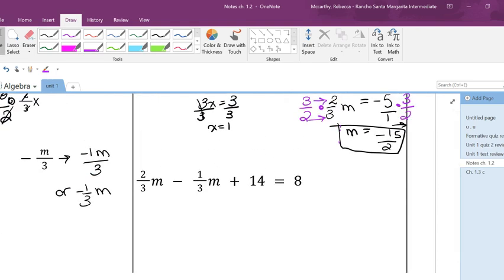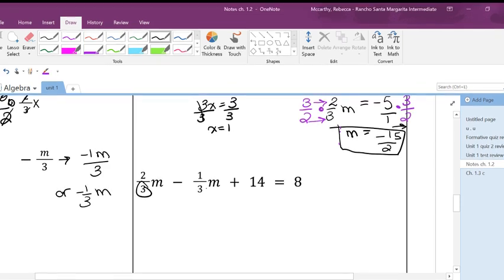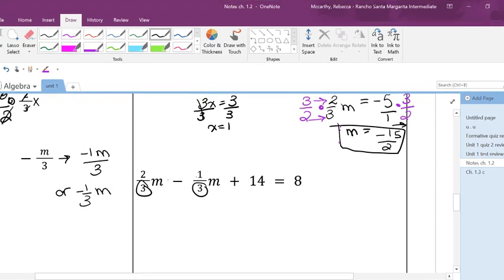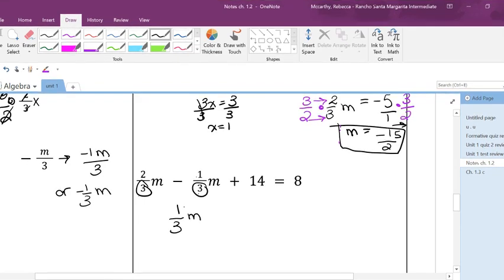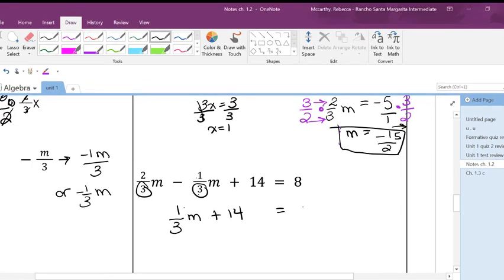Next one. So here I could use the... I'll just do it this way. Since I have a common denominator, I'm just going to focus on the top. 2 minus 1 is 1, m, and their common denominator is 3. So that simplifies to 1/3 m plus 14 equals 8.